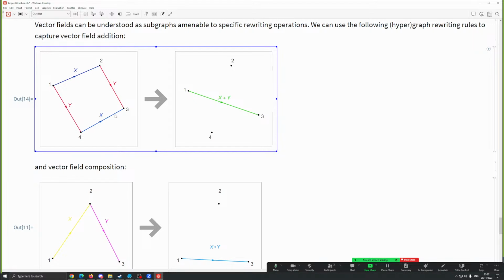Which is funny because it's kind of more restrictive than composition, right? I thought it was kind of funny that addition, which is always defined for vector fields, is actually more restrictive than composition in our context. Anyway, just a funny thing.